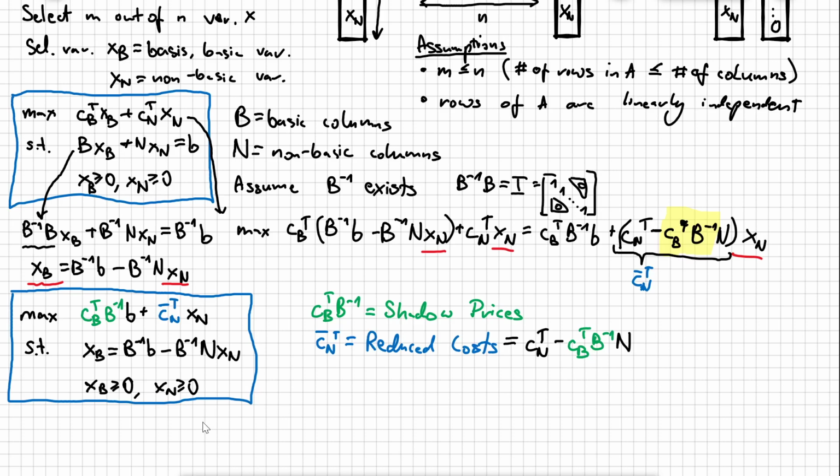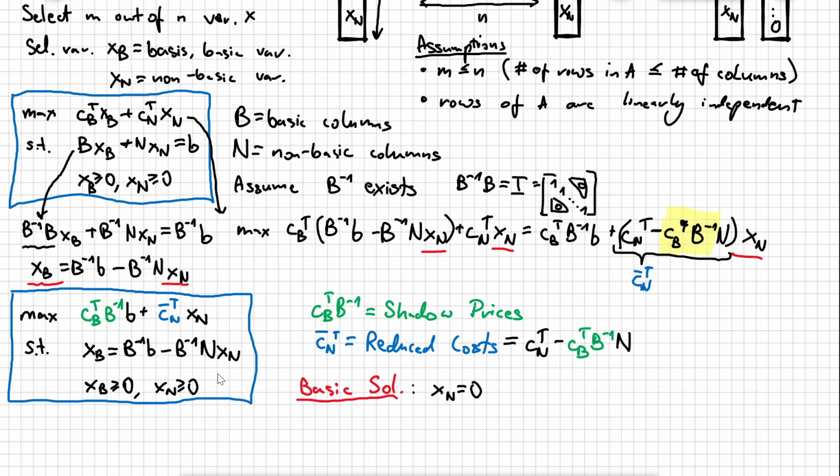Okay, so why is this interesting? Well, because with this formulation, we can now define a basic solution. A basic solution is a solution that sets all xn equal to 0 and then calculates xB using the constraints. So we will define a basic solution. It's going to be something with xn made equal to 0.